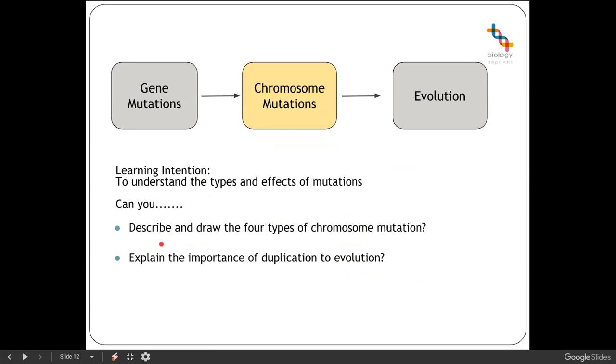So you should be able to describe and draw the 4 different types of chromosome mutation, those being deletion, inversion, duplication and translocation, and explain that the importance of duplication to evolution is that it provides additional genes for mutations to be able to act on without actually causing any harm to the organism.